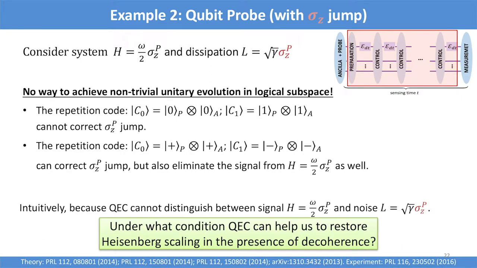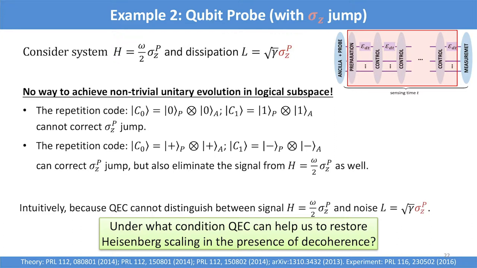Now let's consider the other case, where you have dephasing, but you still want to sense the energy difference between the two levels. In this case, we can first try the repetition code as we did with the bit flip, but unfortunately this encoding doesn't correct the dephasing error. You may say, okay, let's try another code: the plus-plus and the minus-minus. Yes, it does correct the error, but at the same time it also corrects the signal, so you basically don't get any signal accumulated. The intuitive understanding of the failure in this case is that error correction cannot distinguish whether it's a signal or noise. So there's no way error correction can help in this case. And of course, one can show rigorously that this doesn't work.